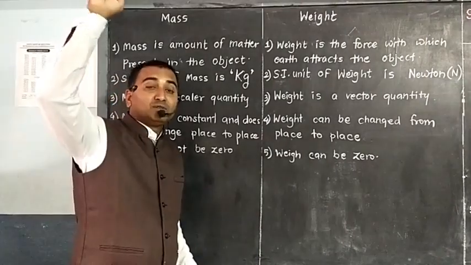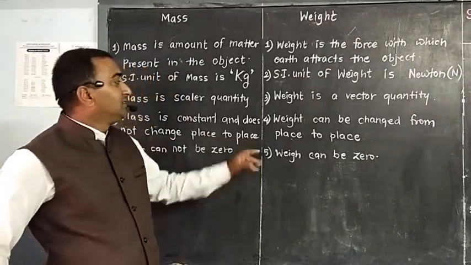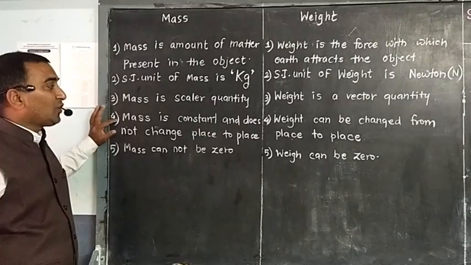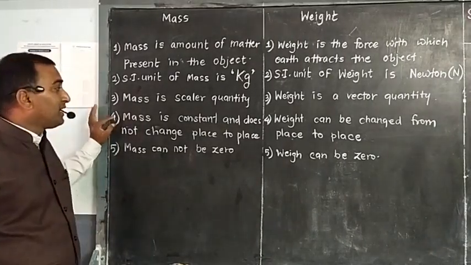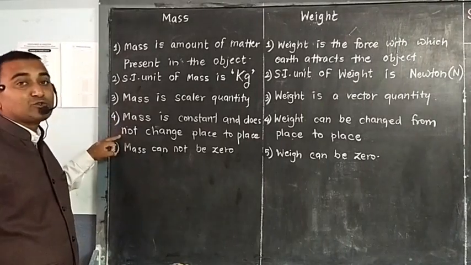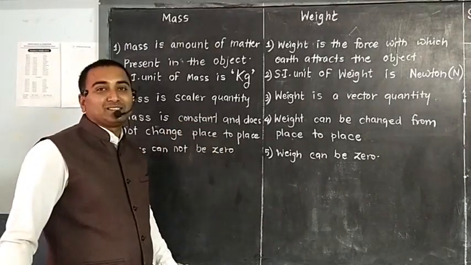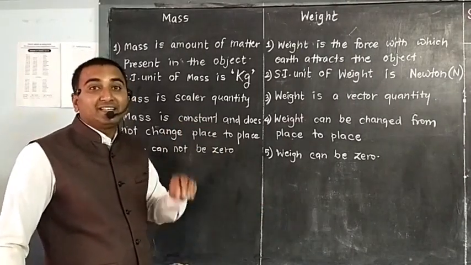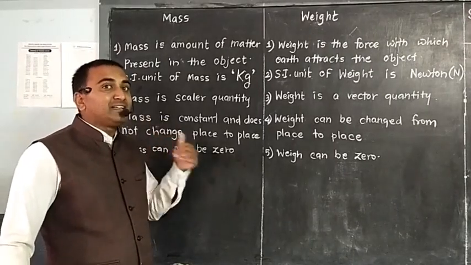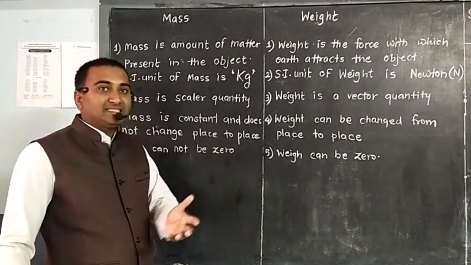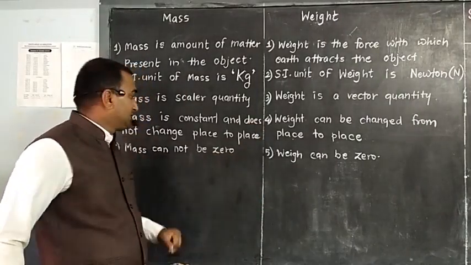As you go above the surface of earth, definitely your weight will decrease. Fourthly, mass is constant. It will not change. Number of particles remains same everywhere and does not change place to place. But here weight can be changed from place to place. Just as we have discussed, our weight on the moon is 6 times less than our weight on the earth, because place changes, value of g changes, and because of g, weight changes.